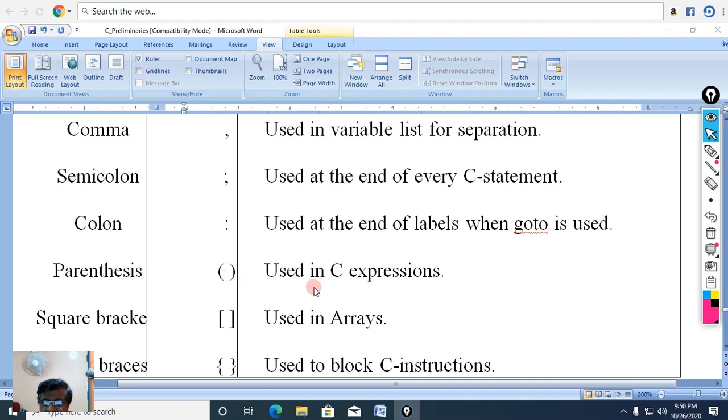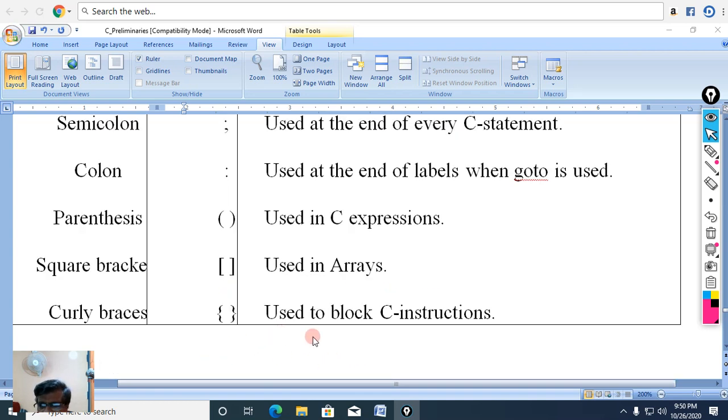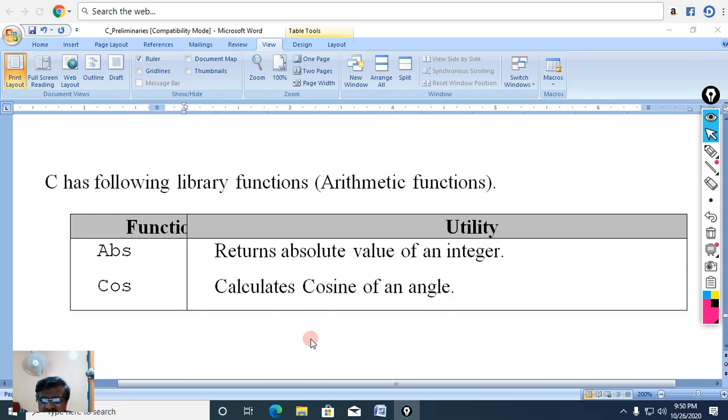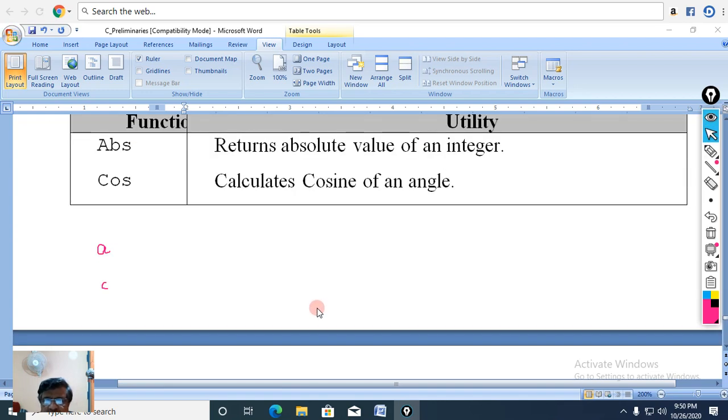Parenthesis, okay, used in C expressions. Square brackets used to represent arrays. Curly braces used to demarcate blocks of C instructions. Okay, and there are library functions, arithmetic functions readily available in C. abs, actually this is a small a. Okay, of course C is case sensitive. Anything that comes from the language should start with small letters. Okay, cos function, cosine of an angle, abs, absolute value of an integer.